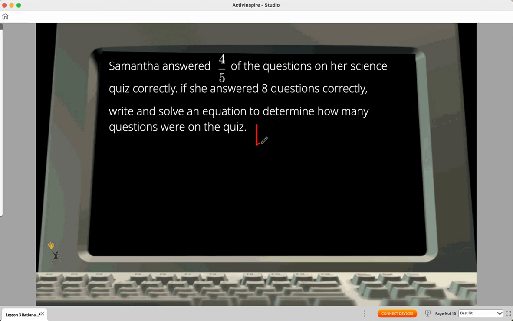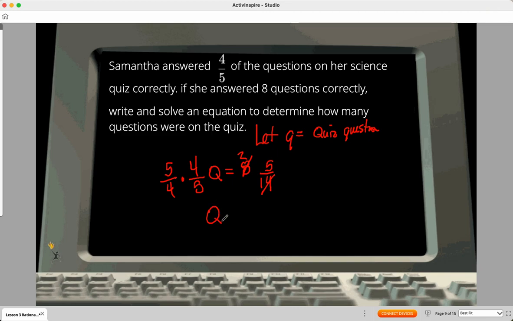So first things first, do our let statements. Let Q equal quiz questions, or Q equal questions. You could write it either way. So 4/5 times Q is equal to 8. We multiply by the reciprocal, 5/4, and cross reduce down to 2 over 1. So there are 10 total questions on the quiz Samantha took.